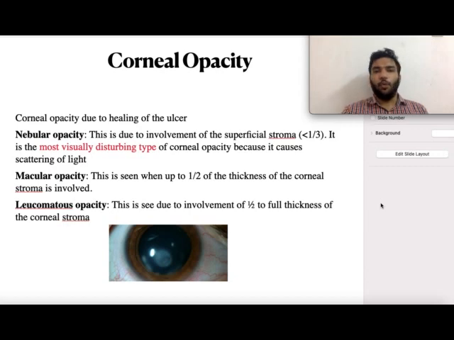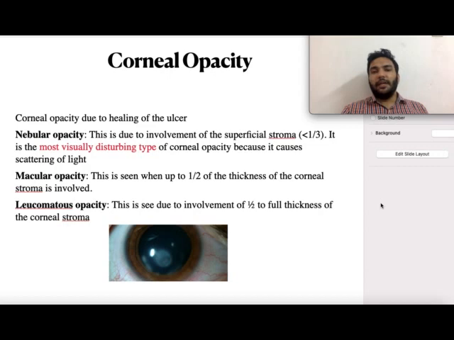Then coming to corneal opacity, once the ulcer heals, there will be corneal opacity. Corneal opacity can be nebular, macular or leukomatous. Nebular is less than 1/3, macular is half, and leukoma is half to full thickness. So logically we would think leukomatous opacity will cause a lot of disturbance, but it's actually nebular. That's the key point, that's the crux.